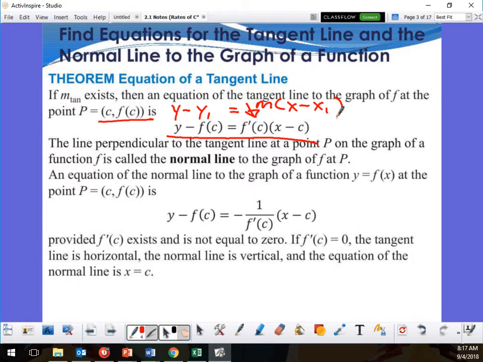The line perpendicular to the tangent at the point P of a graph of a function is called the normal line. Normal line: perpendicular to the tangent.